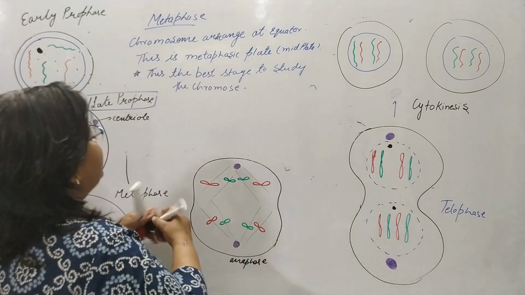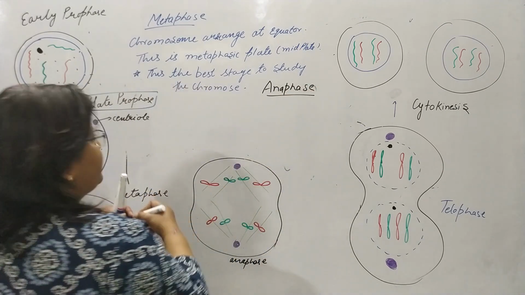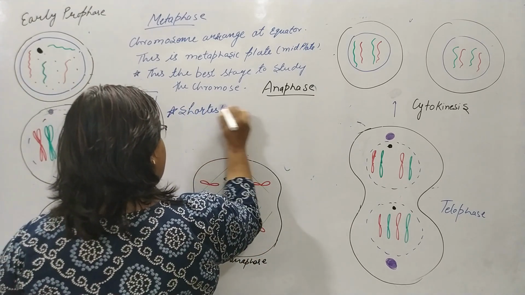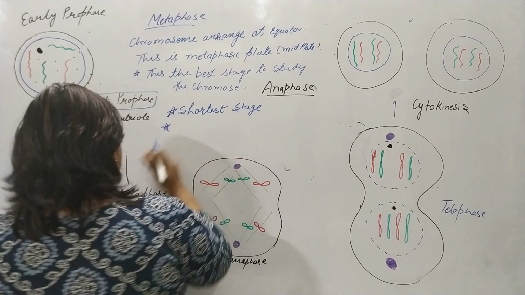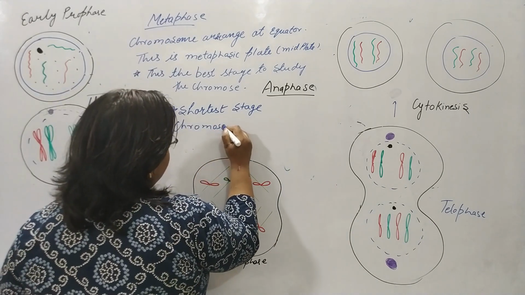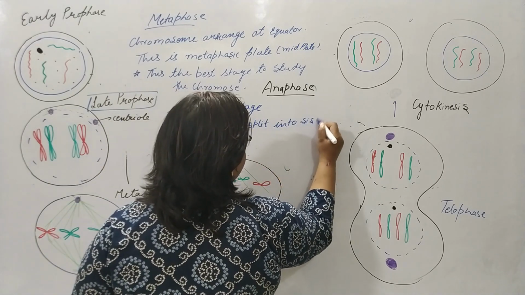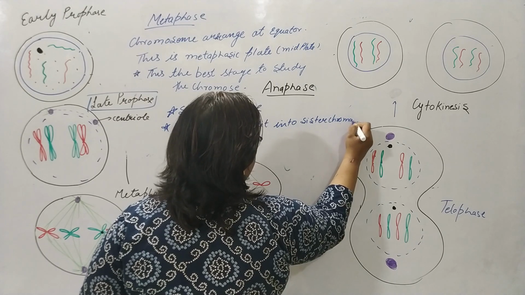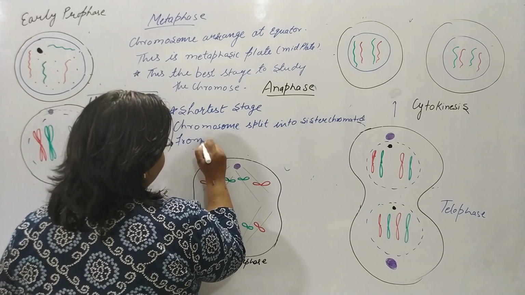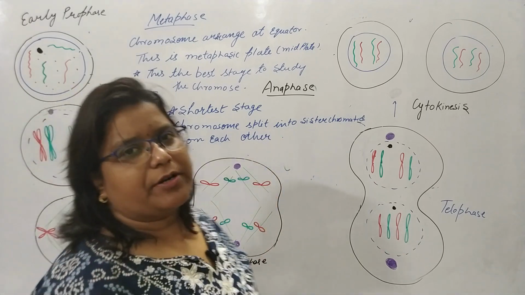So I will write here the anaphase. What will happen? This is the shortest stage. First thing, shortest stage. Chromosome split into sister chromatid. The chromosome is split into the sister chromatid from each other. That's all. So the anaphase is the shortest stage.